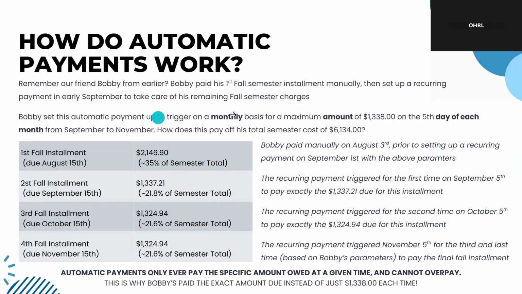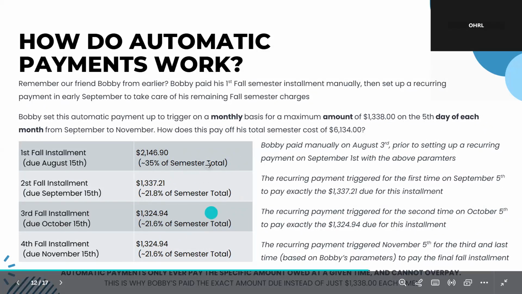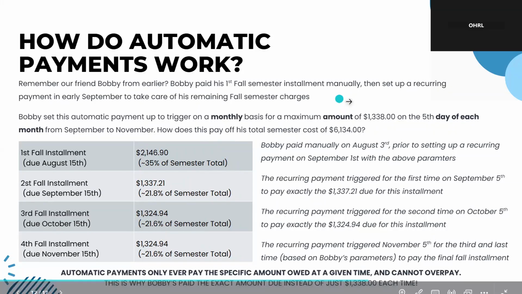He set up an automatic payment to trigger on a monthly basis for a maximum amount of $1,338, just based on his installment amount, because Bobby's really well prepared and has read our page to know how much his installment plan is. And the day of the month he's set for this to trigger on is the 5th of each month. And he wants that to span from September to November.